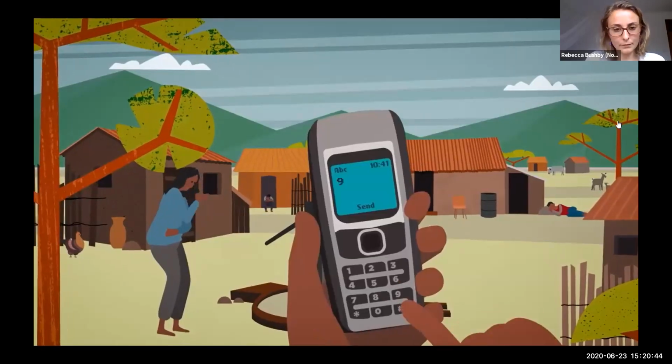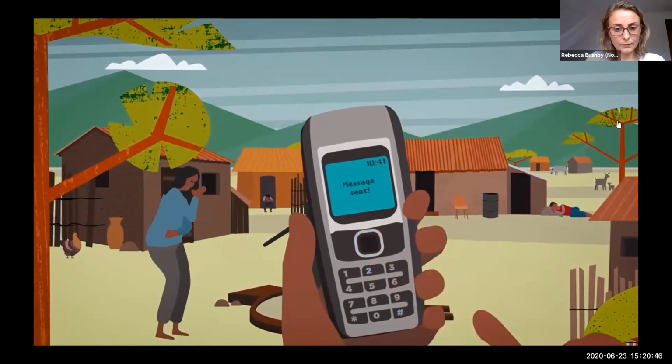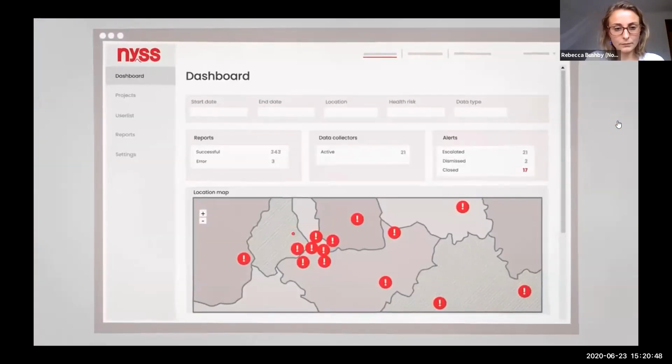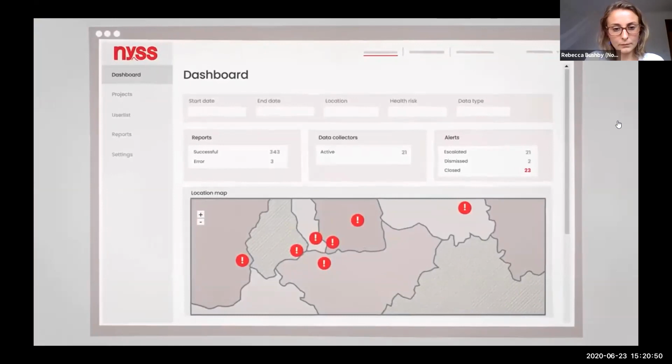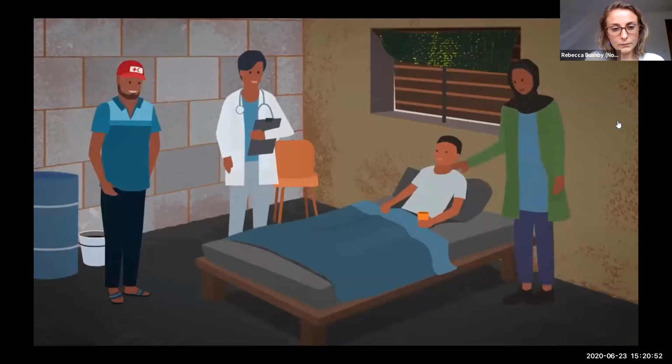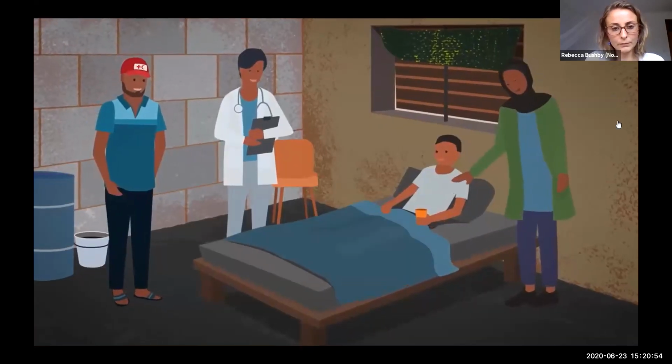With NIS, I have a much better way of reporting health risks in my village. The authorities can act faster and with greater knowledge than before, and we can all help to save lives in our communities and beyond.